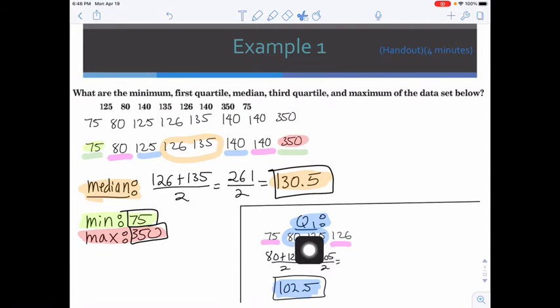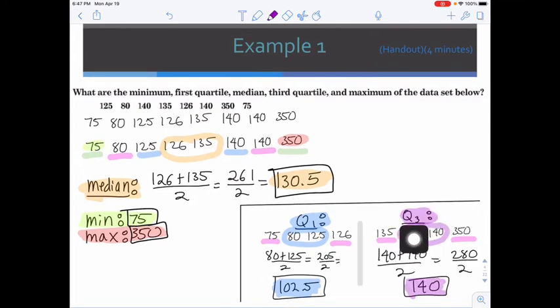Now to find our first quartile, we'll look at just the lower half of the data. So the first four values, 75, 80, 125, and 126. Again, we can count in from the outside, so we have 75 and 126, and since we only have four values, the next two are actually the middle again. So our Q1, or the median of the lower half, will be the mean of 80 and 125. So we have 80 plus 125, or 205, divided by 2 will give us 102.5 for the first quartile.